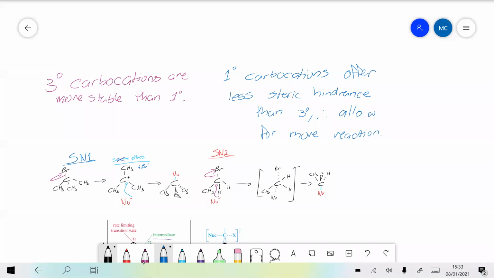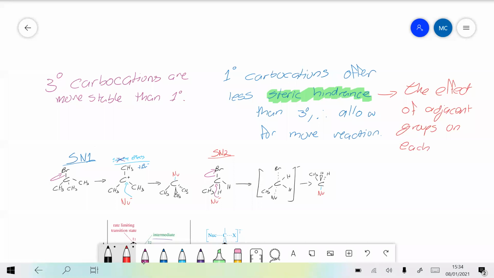Now, steric hindrance. For those of you who might not know what this is, okay, or for those of you who might not be too comfortable with it, okay, steric hindrance is the effect of adjacent groups on each other. Okay? Pretty much, we also call it repulsion.